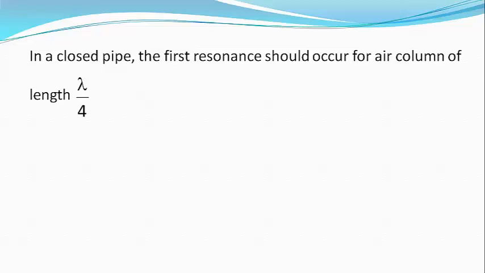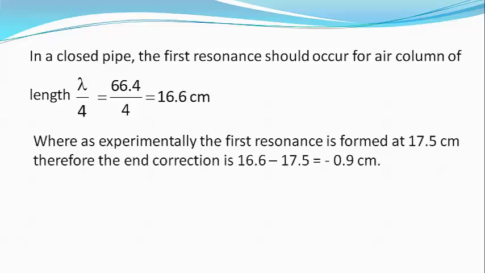which in this case is 66.4 divided by 4 equals 16.6 centimeters. However, the experimental observation shows that the resonance takes place at 17.5 centimeters. Hence, the end correction is 16.6 minus 17.5 centimeters, which equals minus 0.9 centimeters.